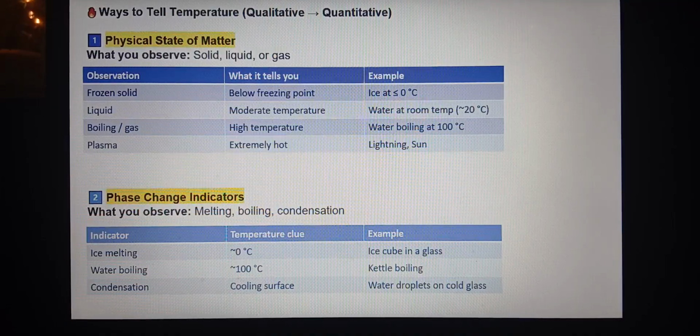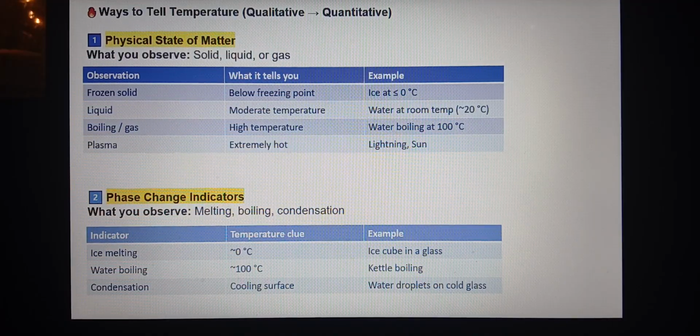Ways to tell temperature: qualitative to quantitative. Physical state of matter, what you observe. Use solids, liquids, or gases. If you see something that's frozen solid, it will be below freezing point, like ice. If you see something liquid, at moderate temperature, it would be water at room temperature. Boiling or gas, high temperature, water boiling at 100 degrees C. If you see plasma, extremely hot, that would be like lightning or the sun.